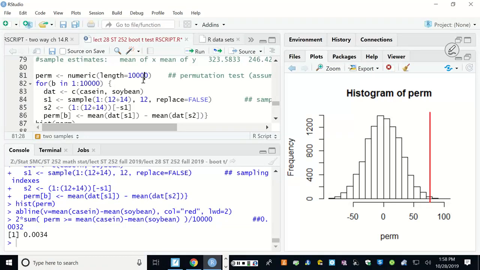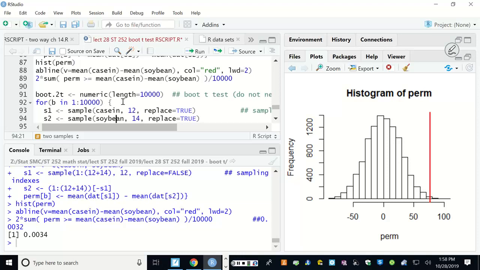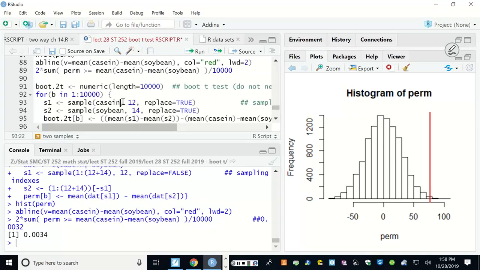Bootstrap T, it doesn't matter, because the bootstrap T, I'm going to call it boot.2T, so the bootstrap T test with two samples. So we set that up. We're going to sample 12 of the casein with replacement. This one, we're going to sample the soybeans with replacement. And this one is sampling the actual values of casein, like I did initially.